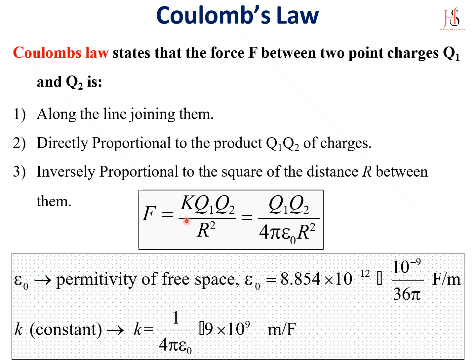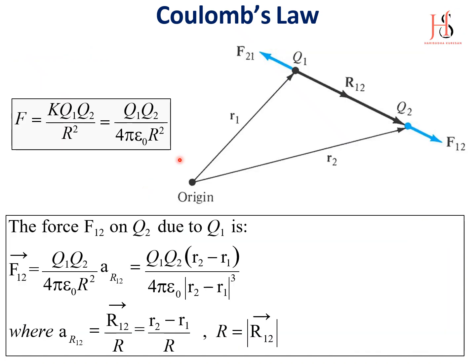Therefore, F is equal to Q1 Q2 divided by 4 pi epsilon naught R square, where epsilon naught is the permittivity of free space and the value is a constant value. It is nothing but 8.854 into 10 to the power of minus 12, or we can also use 10 to the power of minus 9 divided by 36 pi F/m. So k is a constant, and k is nothing but 1 by 4 pi epsilon naught.